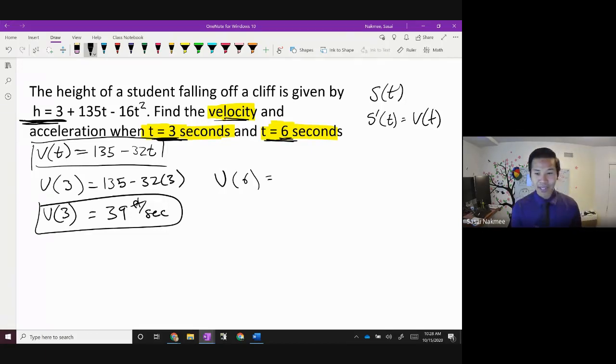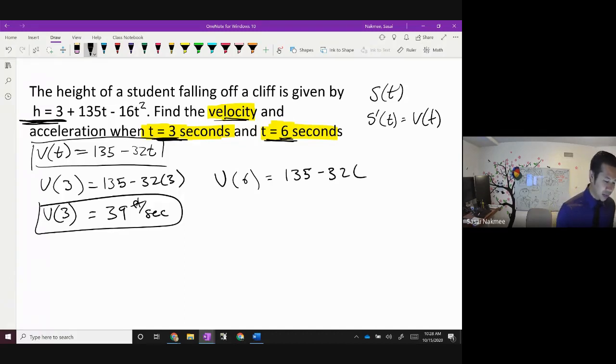For velocity at 6 seconds, right? It's the same thing. You have your derivative function, which is this guy right here, 135 minus 32t. Right, so it's 135 minus 32t, but instead of t, you get to plug in 6. Monica's saying you got the same thing. All right, we don't have to yell at David.